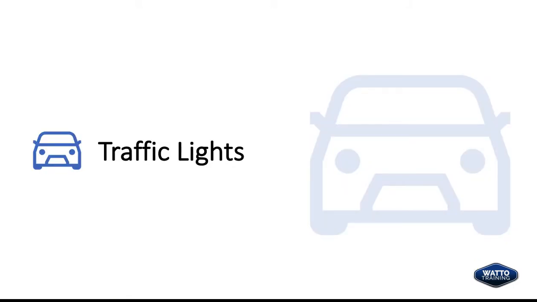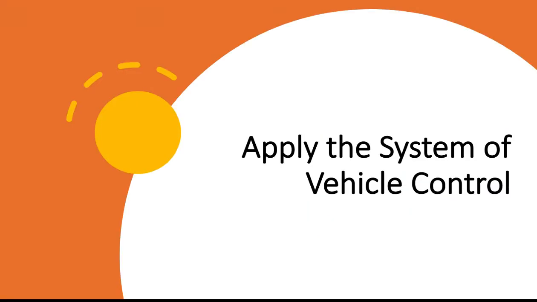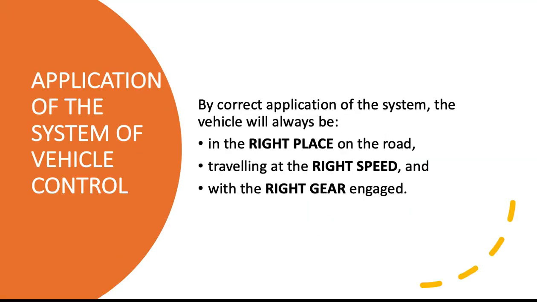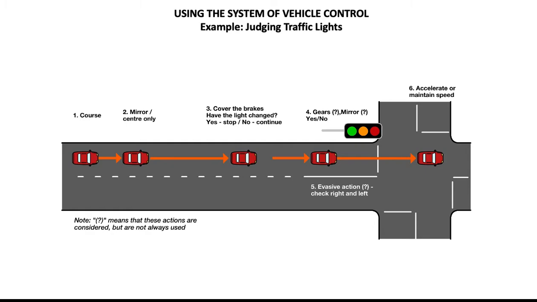So let's take a look at his issues with traffic lights. First of all, he needs to apply the system of vehicle control. By the correct application of the system, the vehicle will always be in the right place on the road, traveling at the right speed, and with the right gear engaged. Let's take a look at our example here of judging the traffic lights.